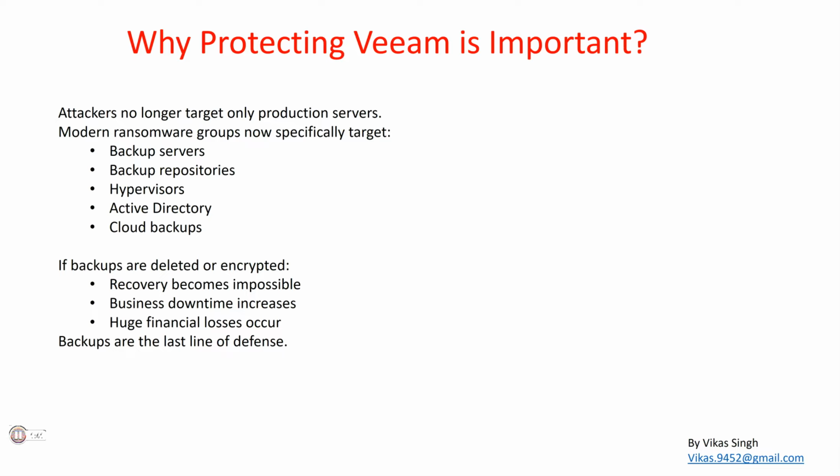Earlier, attackers mainly targeted application servers, file servers, or databases, but today things have changed. Modern ransomware groups now specifically target backup servers, backup repositories, hypervisors, Active Directory, and cloud environments. Why? Because backups are the last line of defense. If backups survive, the organization can recover, and if backups are deleted or encrypted, recovery is almost impossible. This leads to massive downtime, huge financial loss, business disruption, and reputation damage. This is exactly why protecting Veeam infrastructure, or protecting any backup infrastructure, is extremely critical in today's environment.